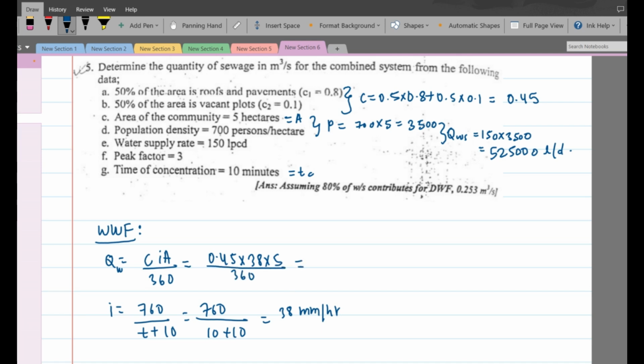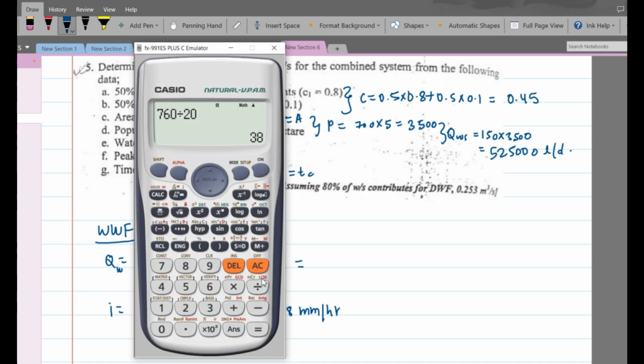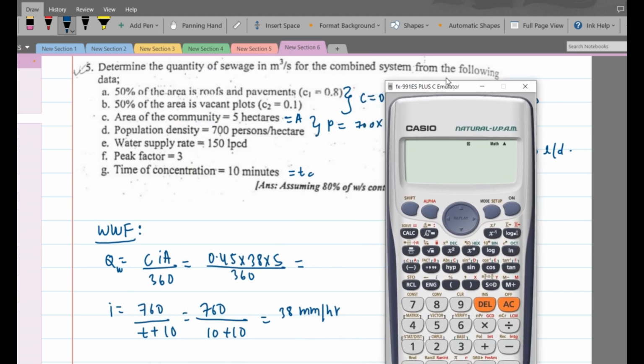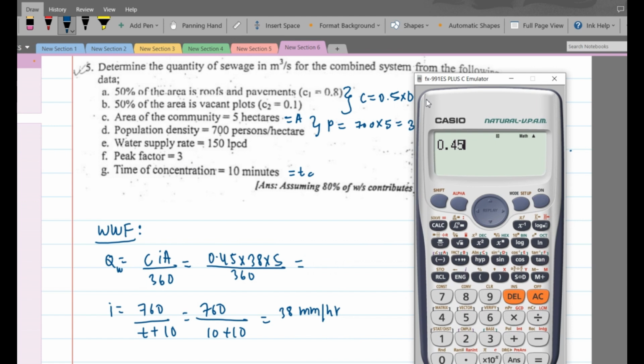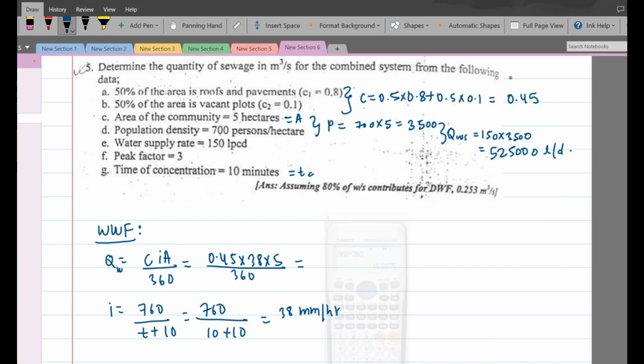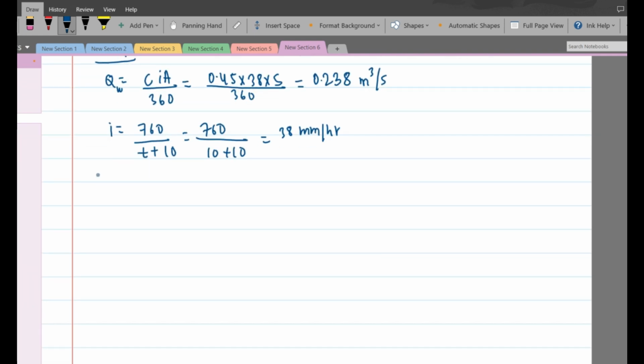So now C is 0.45, I is 38 and A is 5, divided by 360. If we calculate this, it will be 0.45 into 38 into 5, divided by 360. So it will be 0.2375, so we can write 0.238 meter cube per second.